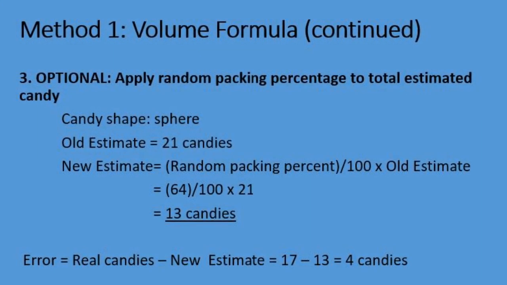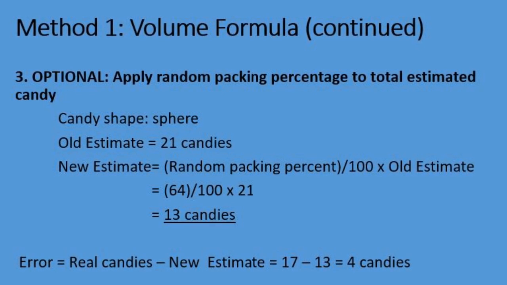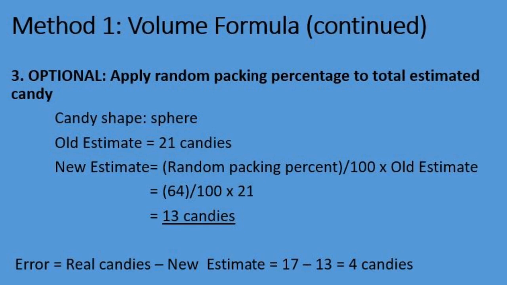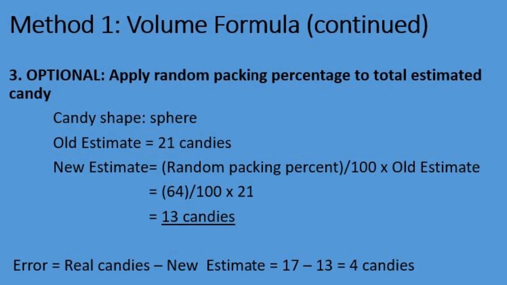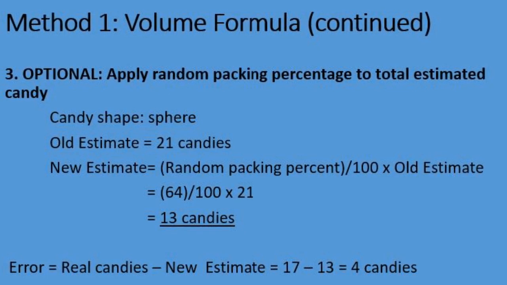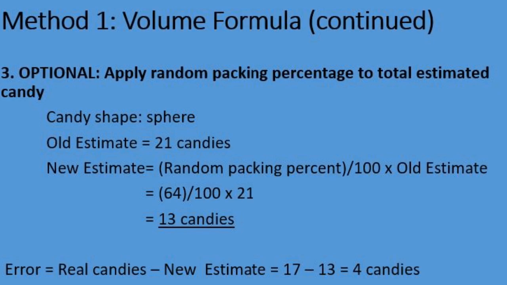Using the same example, recall that the estimated candies were 21. When applying the 64% random packing to this value, the new estimate is 13 candies. Since the real candies in the jar were 17, the error this time is still 4 candies.